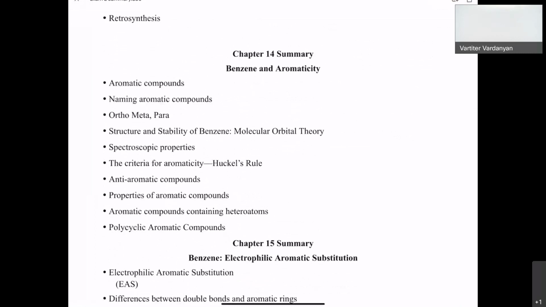And then for chapter 14, aromatic compounds. So just know aromaticity. I don't know why there's a billion points. You just have to know aromaticity.